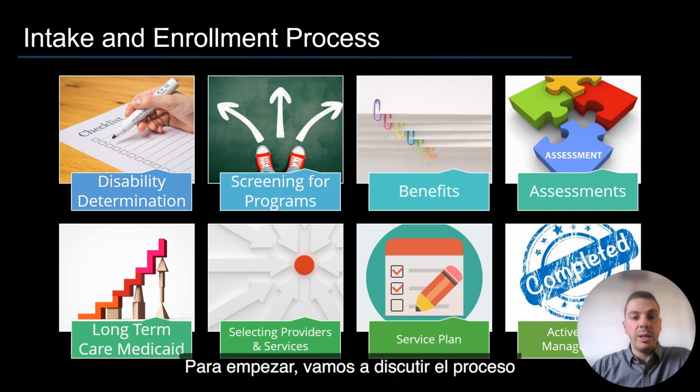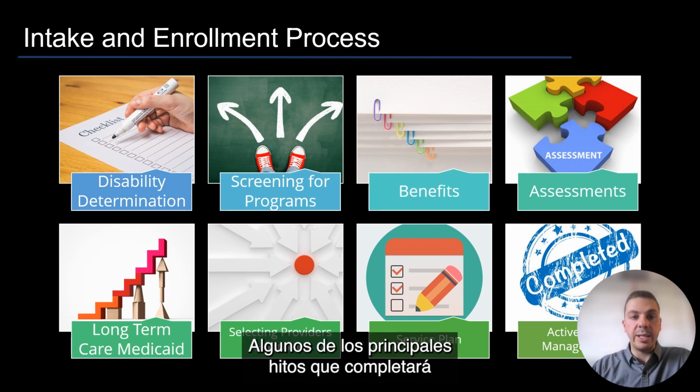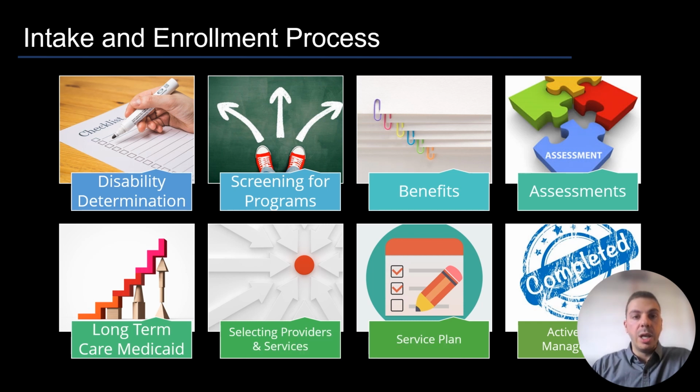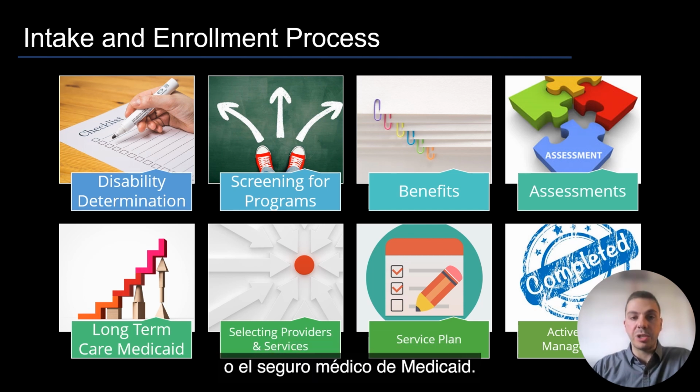To begin, let's discuss the process for intake and enrollment. The process can be lengthy to enroll onto the SLS waiver. Timelines for completing intake and enrollment steps are case by case. Some of the major milestones that you'll complete include having a disability determination done. You'll be screened for an appropriate program. You'll complete a first benefits check to establish Medicaid state plan or Medicaid health insurance.